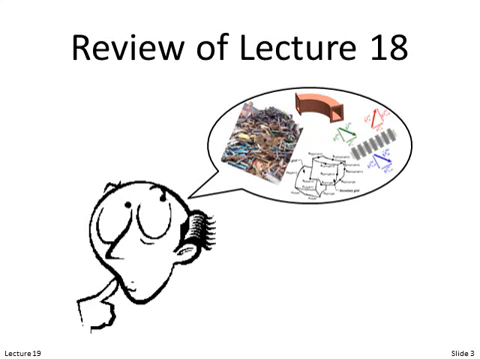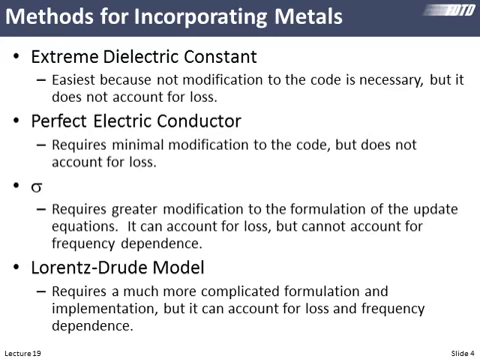Let's first review what we did last time. So we talked about methods for incorporating metals into our finite difference time domain models. And I said there's at least 4 ways to do this. The easiest and the least impact on the code is to set the dielectric constant to something ridiculously large, like 100,000, 1 million. And anywhere we do that, it will essentially force the electric field at that point to be 0, or at least be orders of magnitude smaller than anything else.